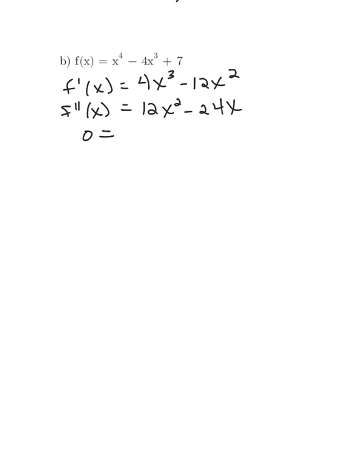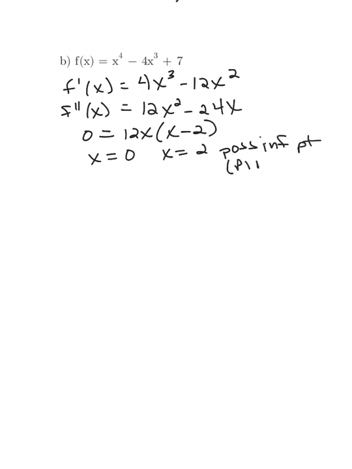And on this one, notice that we have a 12 and an x in common in both terms. If we pull those out, we would have x minus 2 left over. This means that our zeros occur at 0 from the 12x and at 2 from the x equals 2. So these are the possible inflection points. Sometimes I call them the pips.